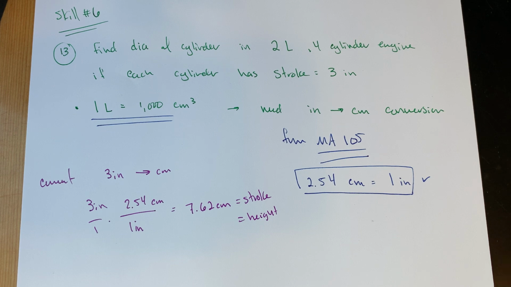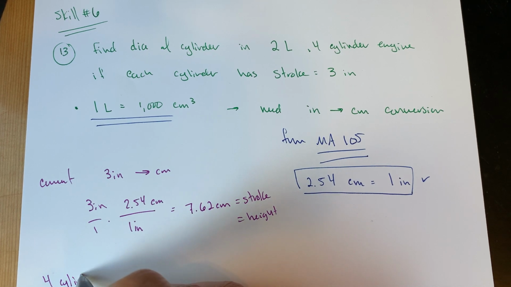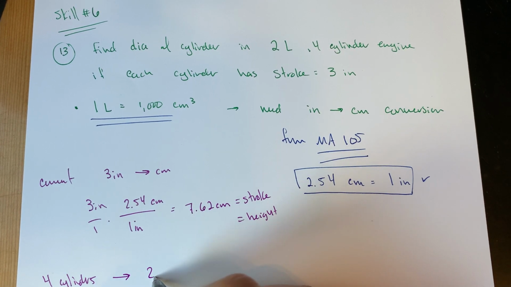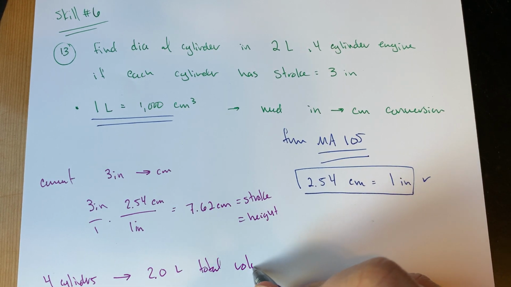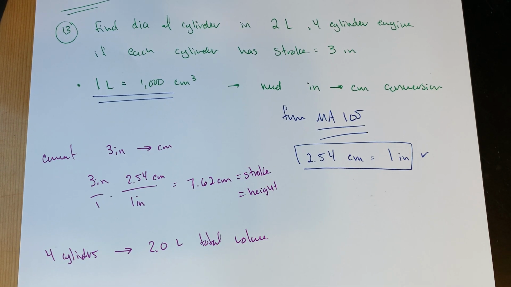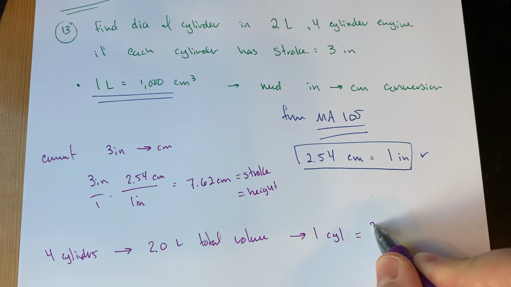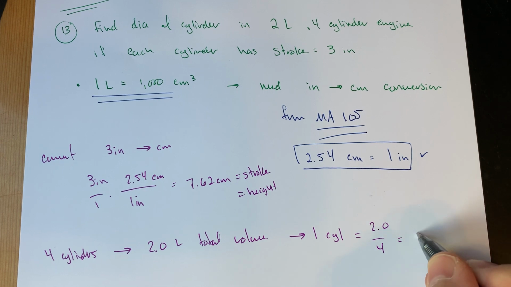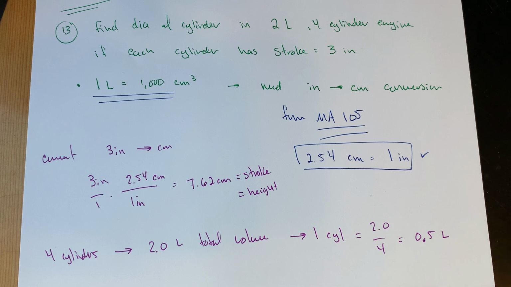Let's get a couple more pieces of information. So each individual cylinder, right? So 4 cylinders, 2.0 liters total volume, right? So the size of the engine is the size of all 4 of those cylinders together. Now I want 1 cylinder, right? So that means I'm just going to do 2.0 divided by 4. So that's going to be 0.5 liters of volume per cylinder.